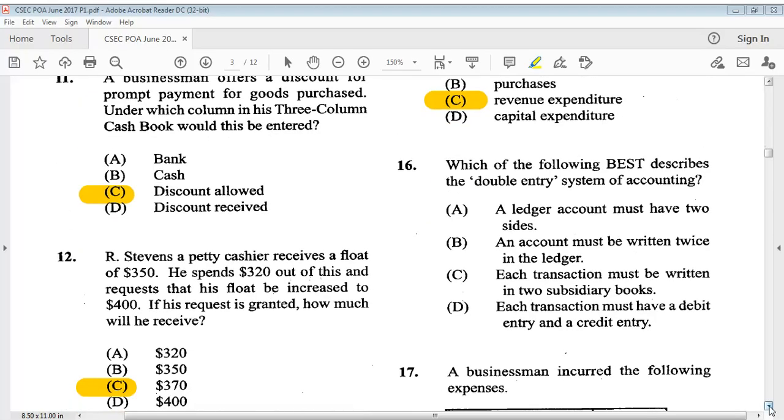Question 16 says, which of the following best describes the double entry system of accounting? We have to be very careful with this one because some of the answers are very close. A says, a ledger account must have 2 sides. B, an account must be written twice in the ledger. C, each transaction must be written in 2 subsidiary books. D, each transaction must have a debit entry and a credit entry. So we know it is D. Each transaction must have a debit entry and a credit entry.